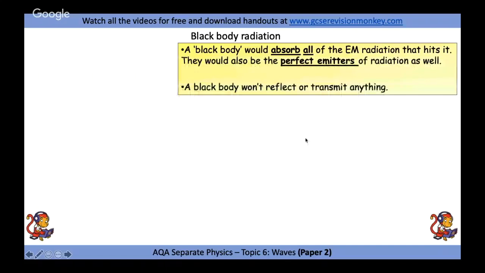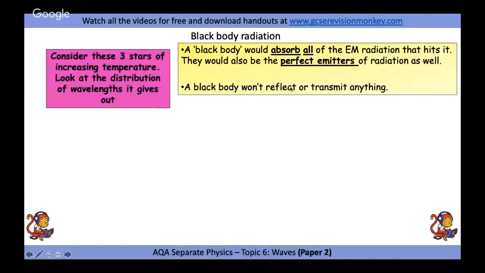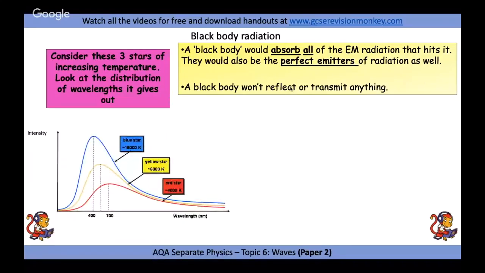Now, a black body would absorb all the EM radiation that hits it and be the perfect emitter. It won't reflect or transmit anything. Now, let's have a look at these three stars here. We've got a red star, a yellow star, and a blue star, all at different temperatures. Our red star is the coolest, 4,000 Kelvin, and our blue star is the hottest there.